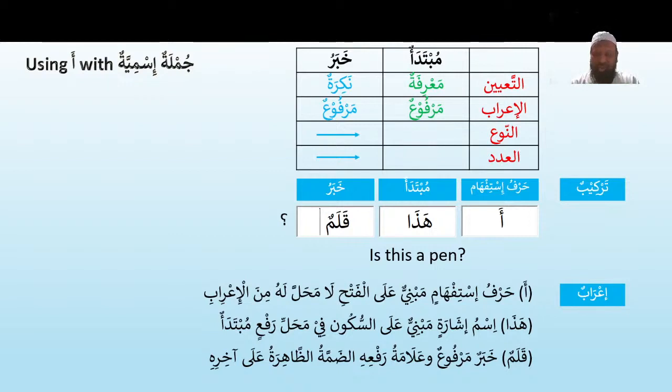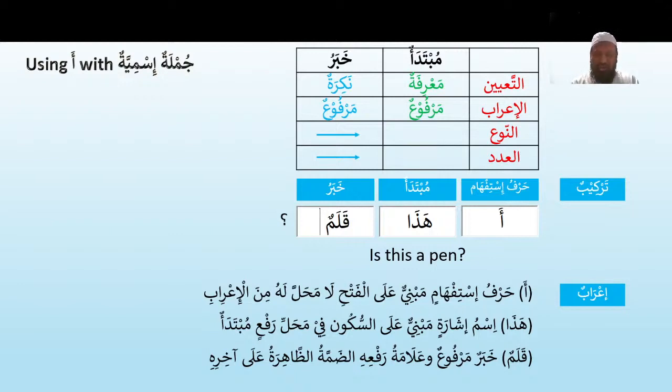So if here it was a damir, instead of hada, we will say damirun. If here was al-ism al-mawsul, we'll start with the name al-ism al-mawsul, because we want to give more details about this ism. Solid isms, we don't need to name it. It is ism. لقلم, we don't need to name it. It's a solid ism. Okay? So هذا, we have to mention the name. What type of ism is this? هذا اسم إشارة مبني على السكون.